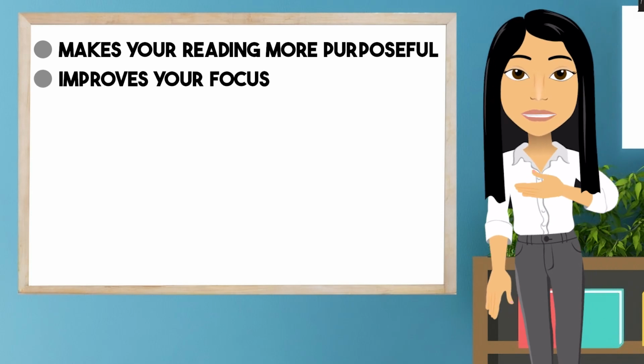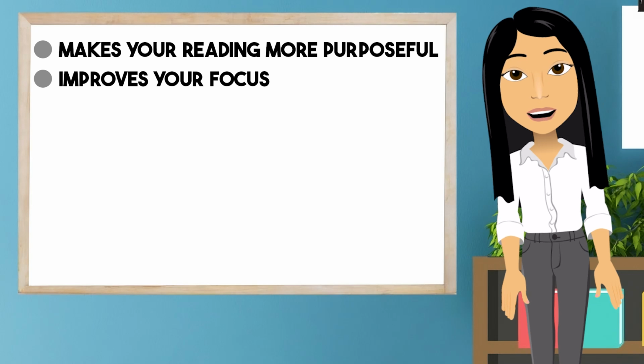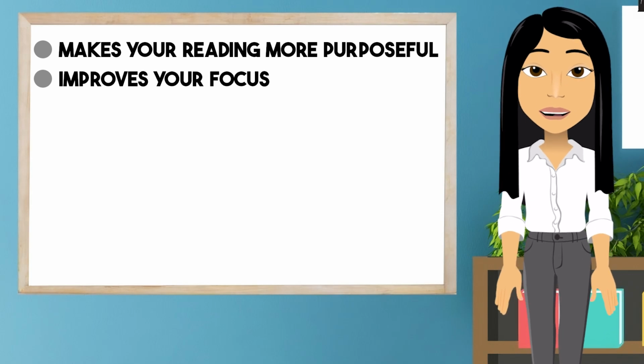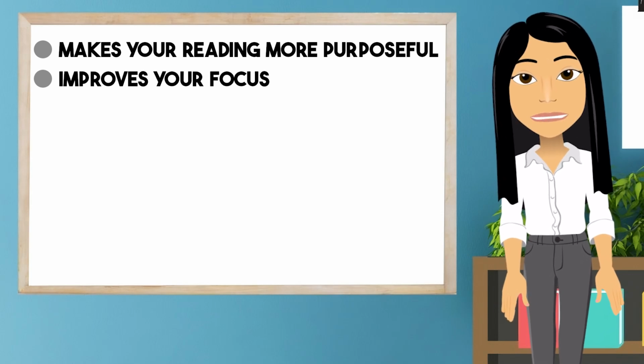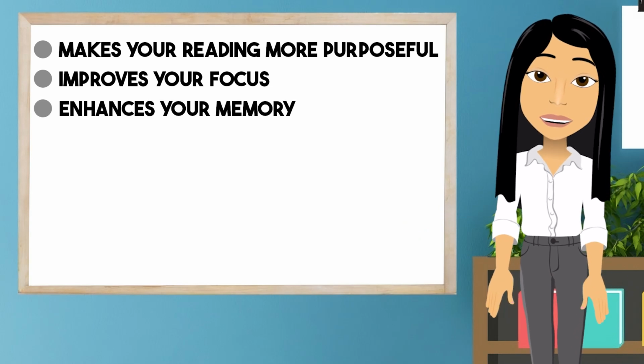It also improves your focus. By setting clear goals in the W column, you're less likely to get distracted or lose track of what's important. It's like having a roadmap for your reading. You know where you're going and why. KWL also enhances your memory.